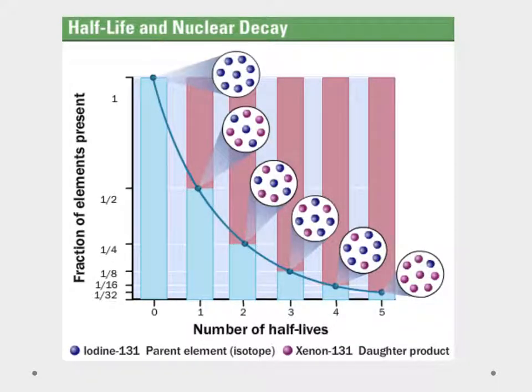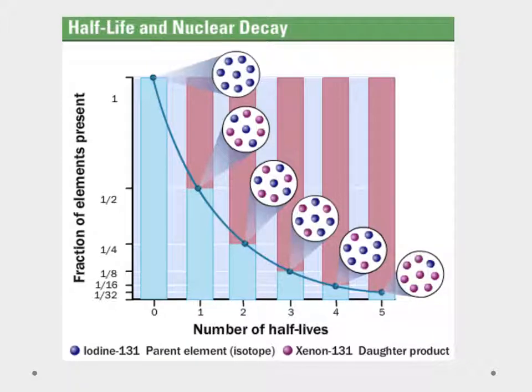Okay, so to get started, we should talk a little bit about nuclear decay. In nuclear decay, what we're talking about is a radioactive atom, and that radioactive atom is going to have an unstable nucleus. So that nucleus is going to undergo nuclear decay until it can form a stable nucleus, and oftentimes that'll be a different element.